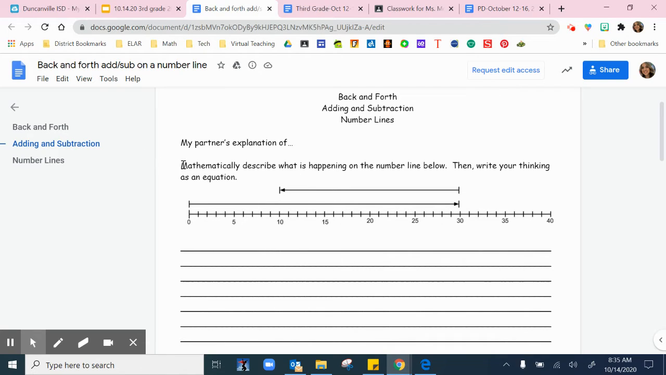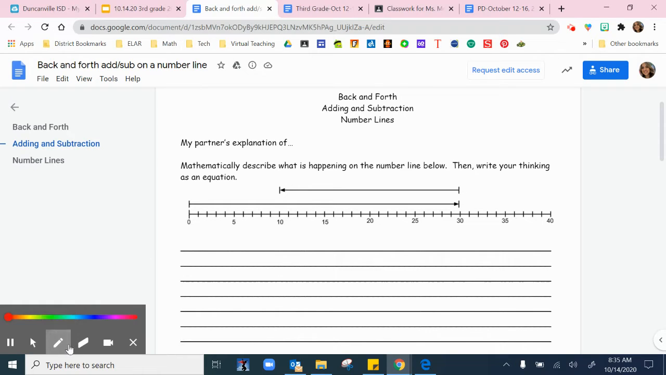So this says, mathematically describe what is happening on the number line below. Then write your thinking as an equation. So we're going to look at the number line first, and then we're going to write an equation to show what it's showing. Okay, so I'm going to talk you through this one, and then we will do one together.